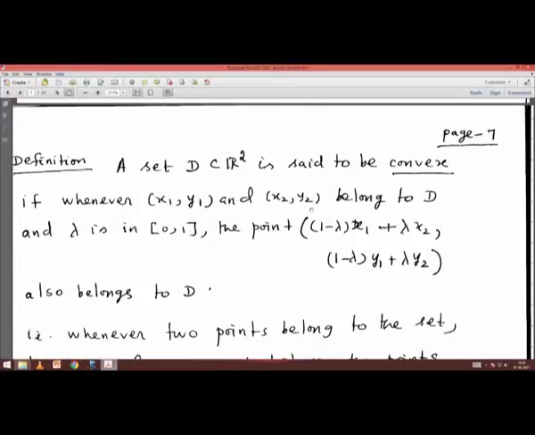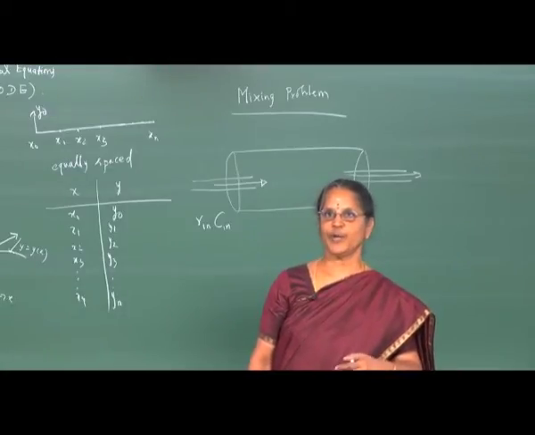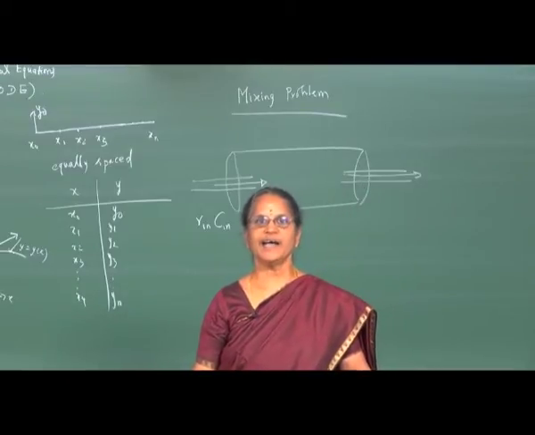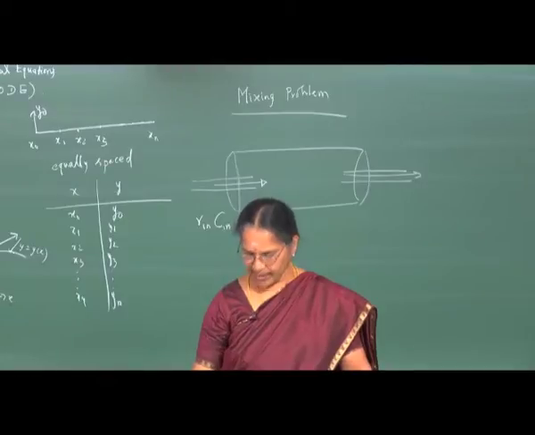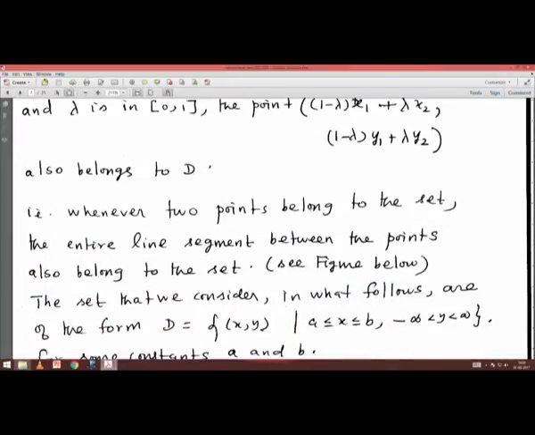Let us now consider this definition and give another result through which again the existence and uniqueness of solution of an initial value problem can be guaranteed to exist. So, we define a set D, a subset of R2, to be convex if whenever (x1, y1) and (x2, y2) belong to the set and lambda ranges between 0 and 1, the point ((1 minus lambda) x1 plus lambda x2, (1 minus lambda) y1 plus lambda y2) also belongs to D.